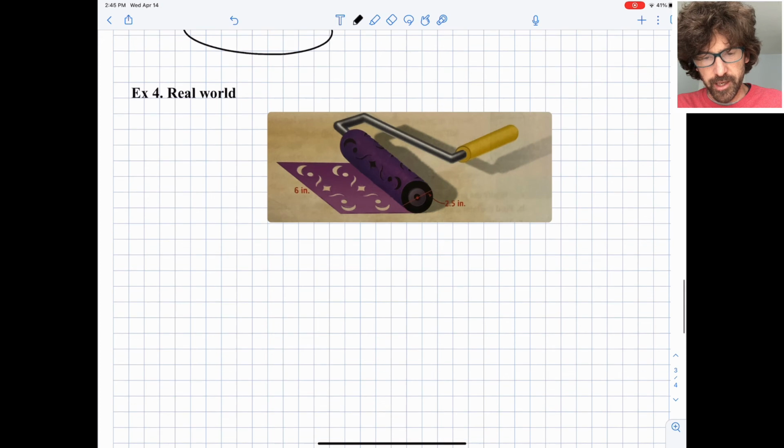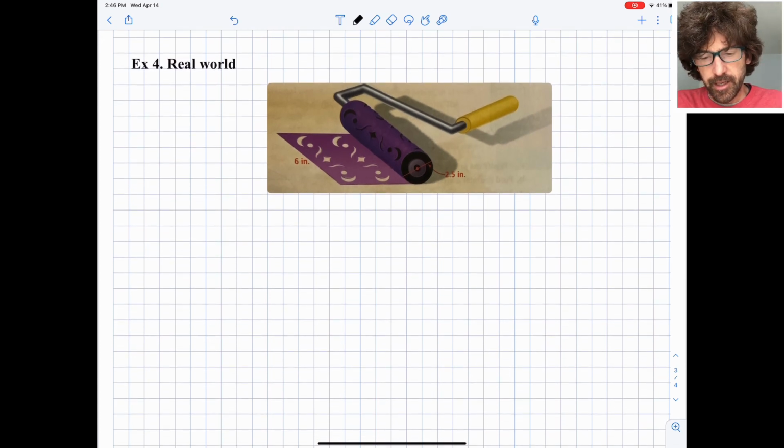Here's a bit of a real world problem as our last problem, and you can see we have a paint roller right here with a length of 6 inches and a diameter of 2.5 inches. It looks like it's putting down some sort of a design right here, but what we're going to try to do is just imagine that the design was covered in paint as well. How much area can one roll of the paint roller cover? Okay, so we're not looking for the area of the discs on either side of the cylinder. We're just looking for the lateral area of the cylinder.